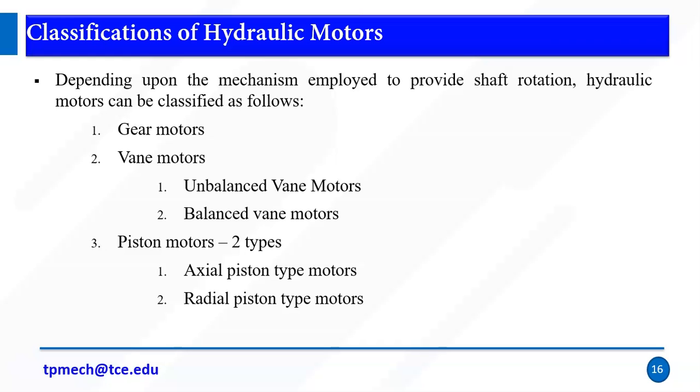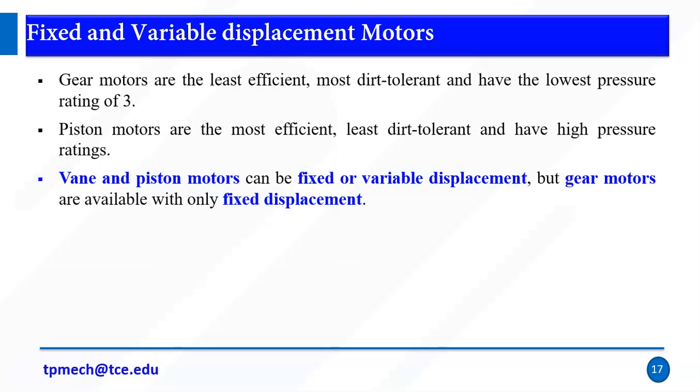So the working principles of gear, vane, and piston motors are similar to the pumps. The only difference is it is the reverse. We have some differences, but the major configurations and other working elements are the same for motor as well as pump, right? The fixed and variable displacement motors.